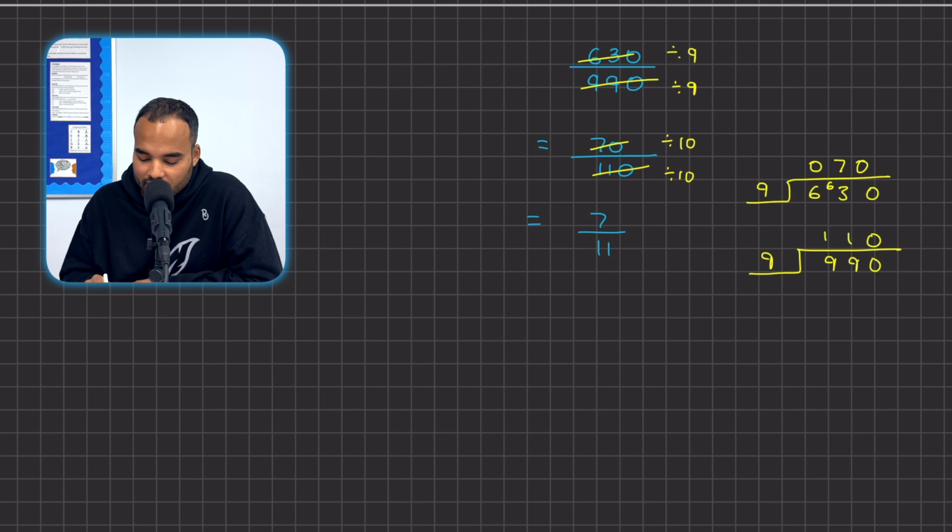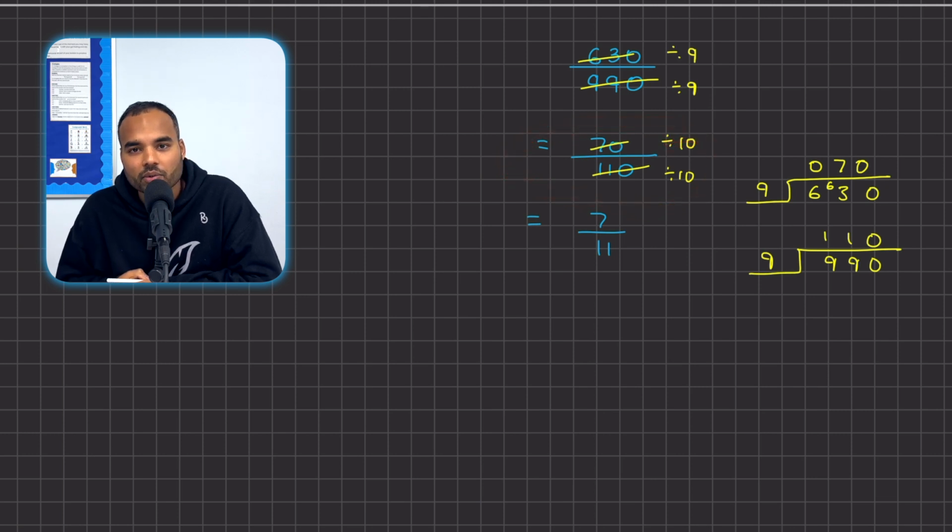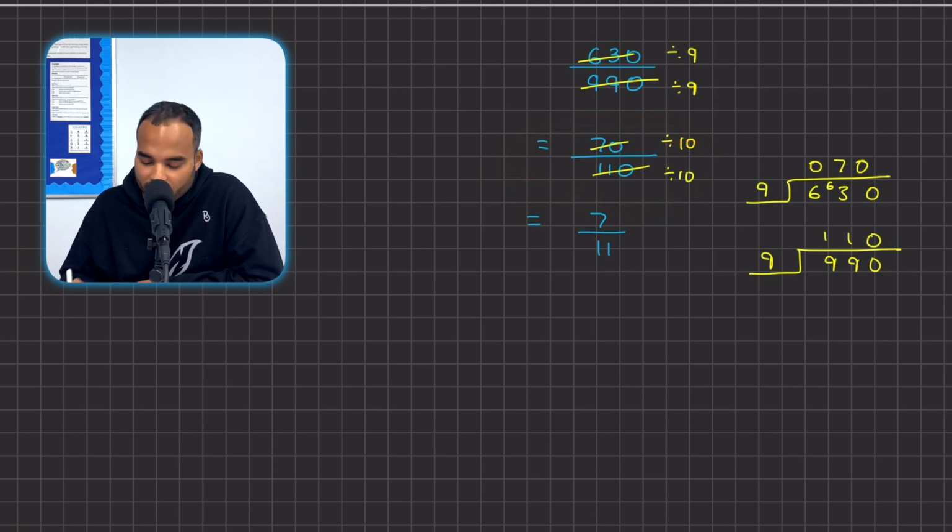You could have, at the very start, instead of dividing by 9 first, if you realized, divided both by 90. And then you would have ended up with 7 over 11 straight away. You wouldn't have had this additional step. But like I said in a previous example, if you can't figure out the largest number that goes into both, find another number that does, so that you can reduce your numbers, make them smaller, and then figure out other numbers that go into them.